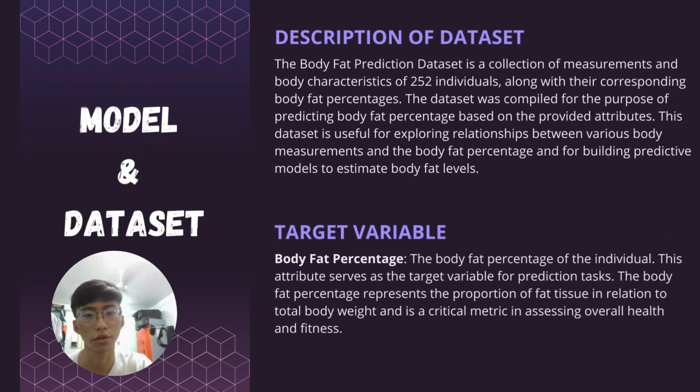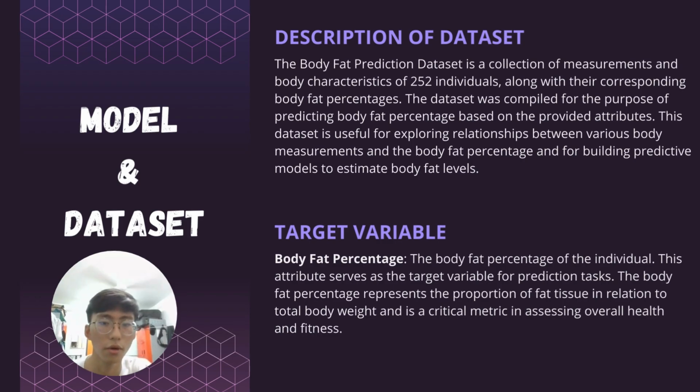Now I will proceed to the description of our body fat prediction dataset. This dataset is a collection of measurements and body characteristics of 252 individuals, along with their corresponding body fat percentage. The dataset was compiled for the purpose of predicting body fat percentage based on the provided attributes. This dataset is useful for exploring the relationships between the various body measurements and body fat percentage, and finally to build predictive models to estimate body fat levels.